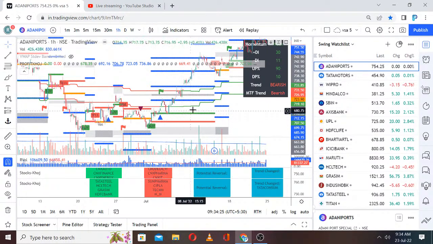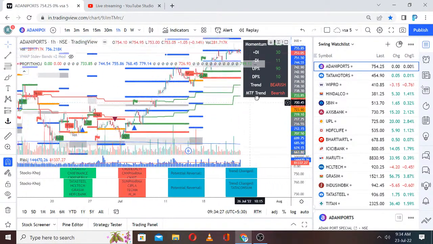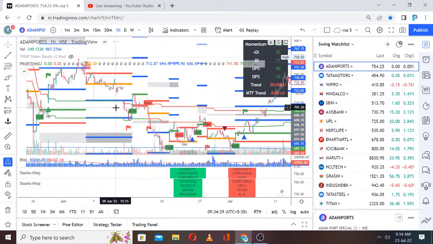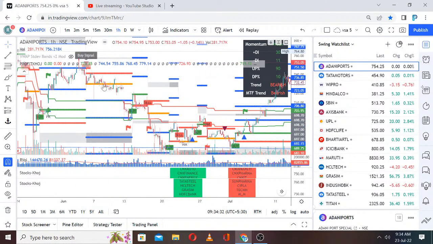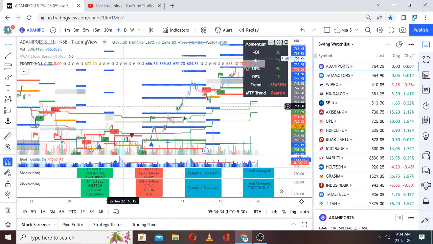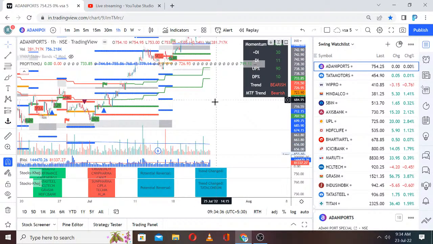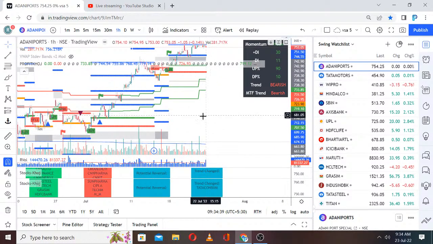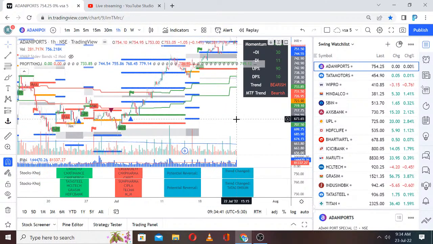If the blue arrow is the last one, then it is an uptrend. If the last arrow is a maroon one, then it is a downtrend. So we will look into the stocks only after a blue arrow is formed for buying. Once a blue arrow is formed, we know that these stocks are in an uptrend now, so we'll be looking to buy it on retracement.